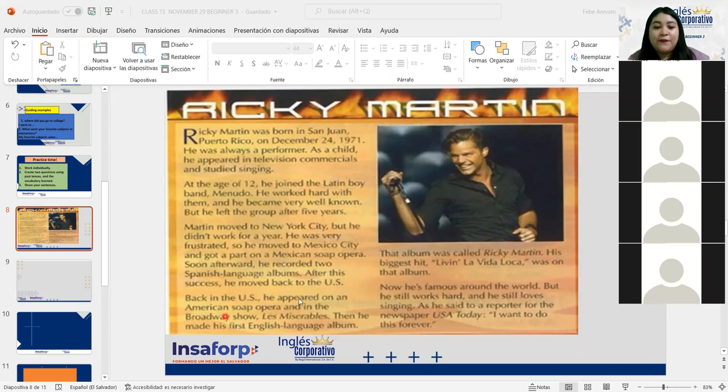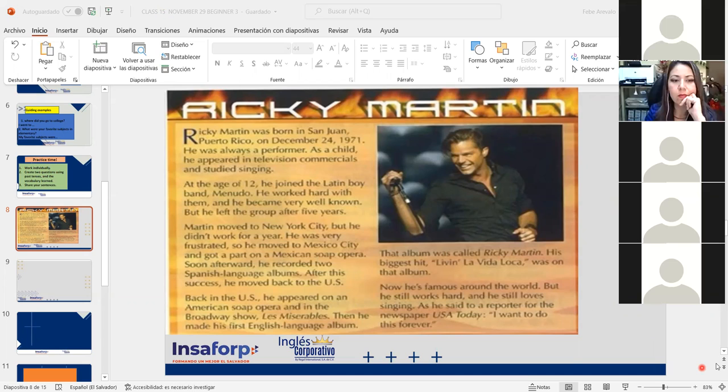Let me go with Karen Heyman, please. The following paragraph. Pero Karen, de este también se va a pasar a este que dice, that album. Okay, qué sacrificio. Back in the US, he appeared on an American soap opera and in the Broadway show, Les Miserables. Then he made his first English language album. That album was called Ricky Martin. His biggest hit, Living La Vida Loca, was on that album. Excellent. There you go. Thank you, Karen.